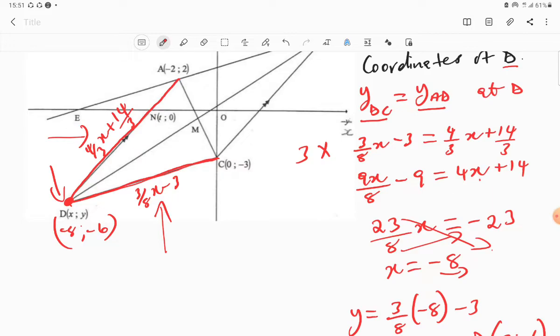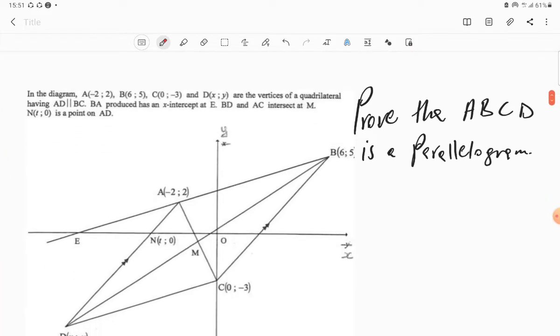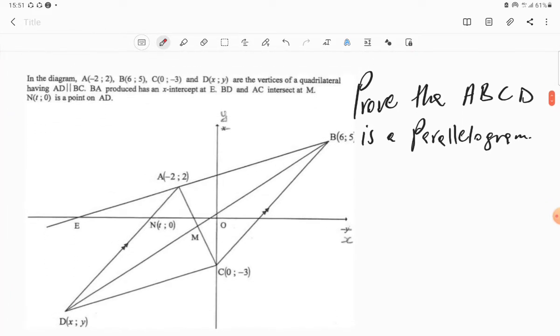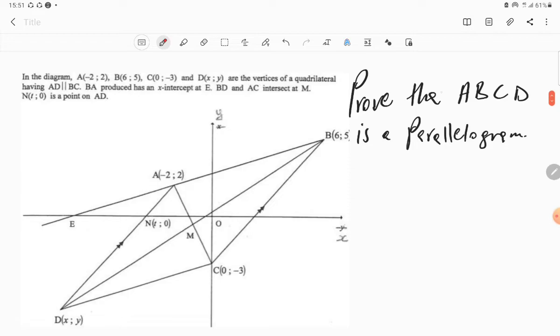Then do we have another question? Oh, we have this one. In the diagram, we are to prove that ABCD is a parallelogram. We have to prove that this quadrilateral ABCD is a parallelogram. In order for it to be a parallelogram, what are we expecting? So we really need to now remember the properties of a parallelogram, or the properties of quadrilaterals at large.